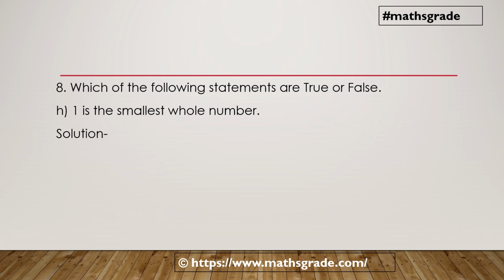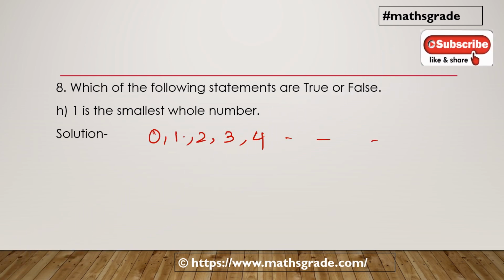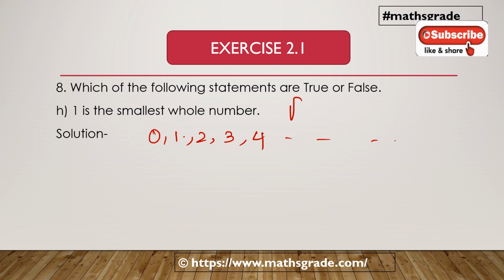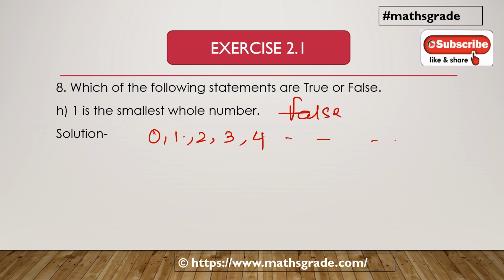Now question number H. 1 is the smallest whole number. We know whole numbers start with 0: 0, 1, 2, 3, 4. These are whole numbers. Whole numbers always start with 0. So 0 is the smallest whole number, but here it is given that 1 is the smallest whole number, so it is false. Because the whole numbers start with 0.